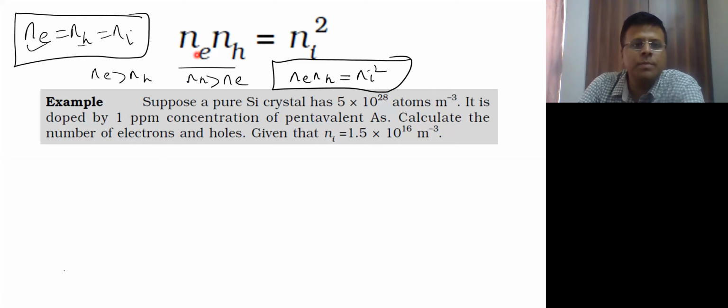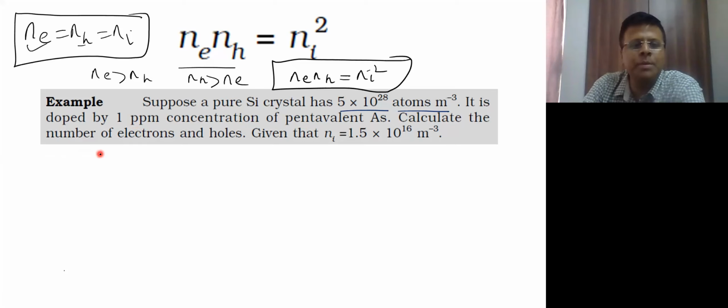So this one problem I had not done that day on Sunday, so maybe we'll do this one here. Suppose there is a pure silicon crystal which has 5 into 10 raised to 28 atoms per meter cube. Okay, so it's a pure silicon crystal. It is doped by 1 part per million concentration of pentavalent impurity.